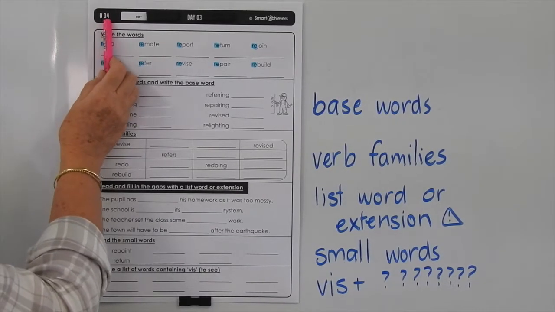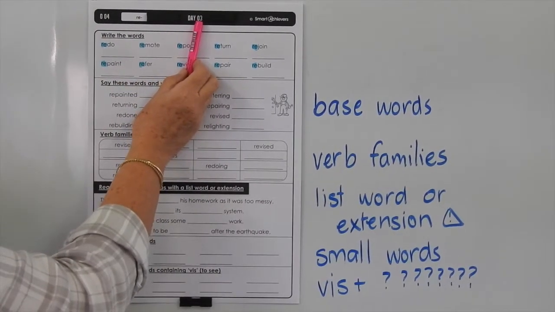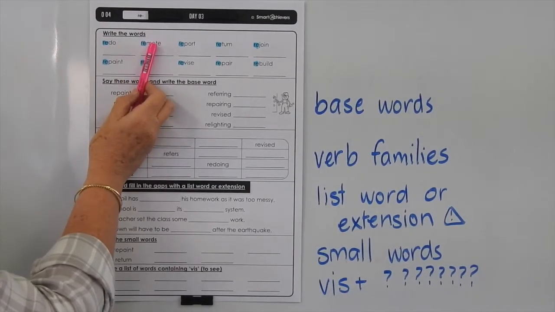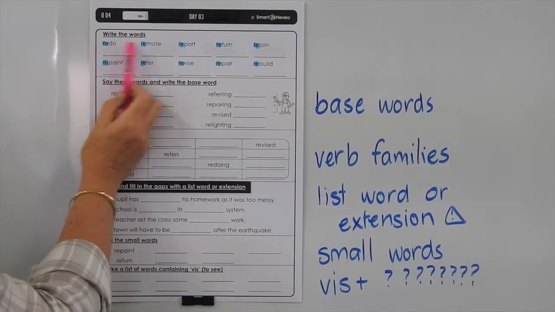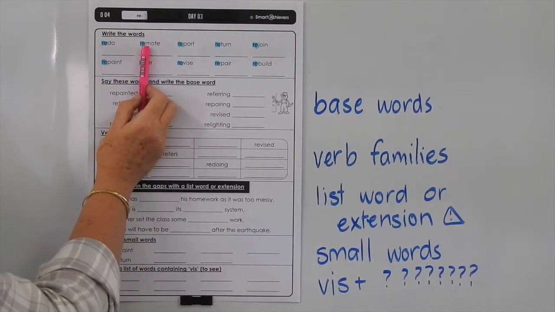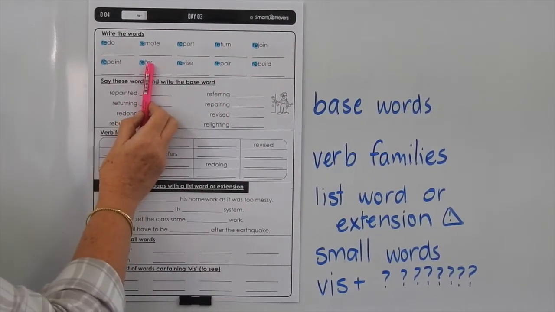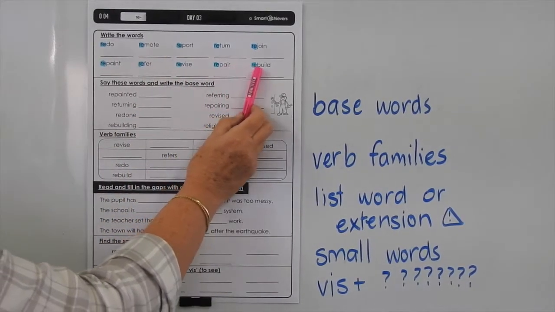This is level O, list 4, and we're on the day 3 page, and we're looking at the prefix re added to these base words. So we've got all root words. So we've got redo, remote, report, return, rejoin, repaint, refer, revise, repair, and rebuild.